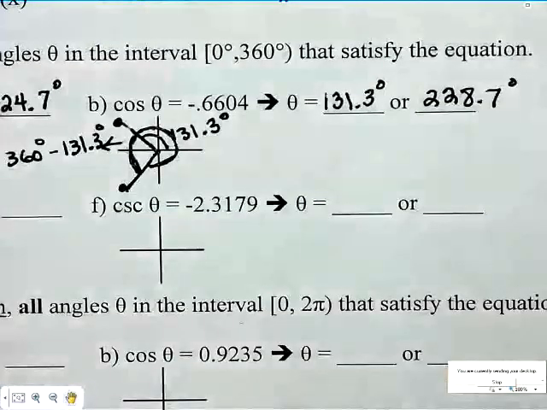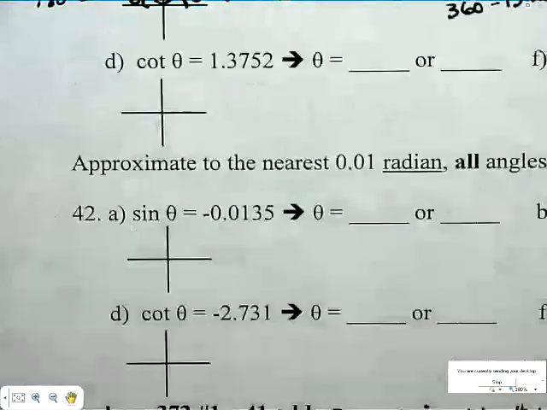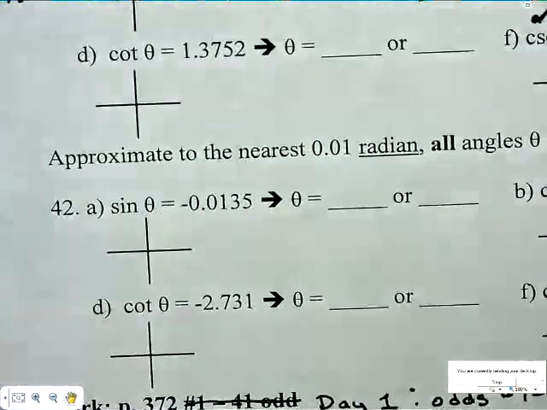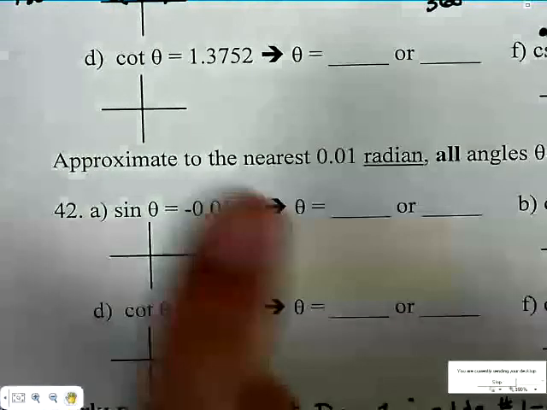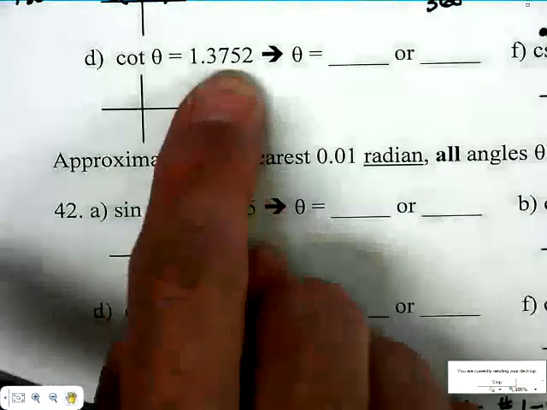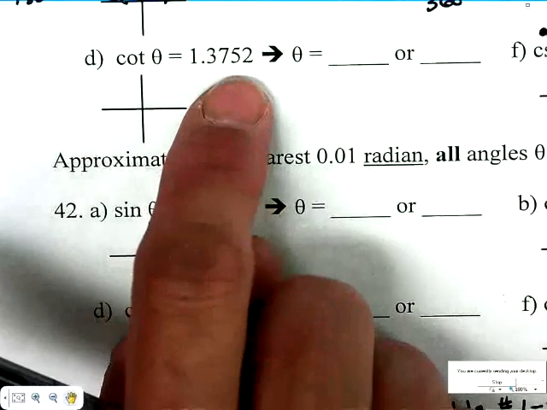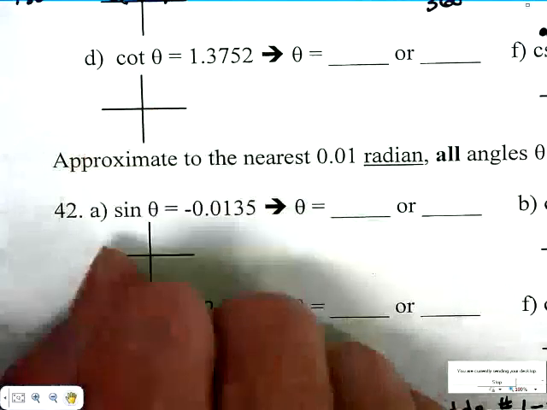All right, what about the D part? Cotangent 1.3752. Before you grab your calculator, in what two quadrants would cotangent be positive? Whatever quadrants the x divided by the y would give you a positive, and that's whatever quadrants the x and the y have the same signs, where they're both positive in the first, where they're both negative in the third.